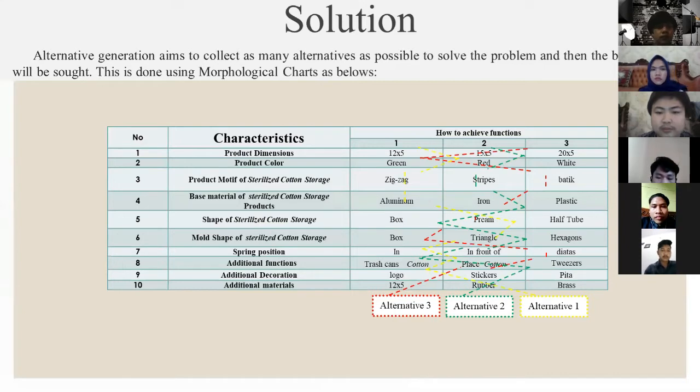Next, the solution. By generating alternative solutions, we aim to collect as many alternatives as possible to solve the problem, which will later be narrowed to the best alternative, done by using the morphological chart below. From the chart, we can see that we gain 3 alternatives. But not only 3 alternatives; from the morphological chart, the number of alternative combinations can be determined by using the combination formula, which gives about 120 ways of alternatives.